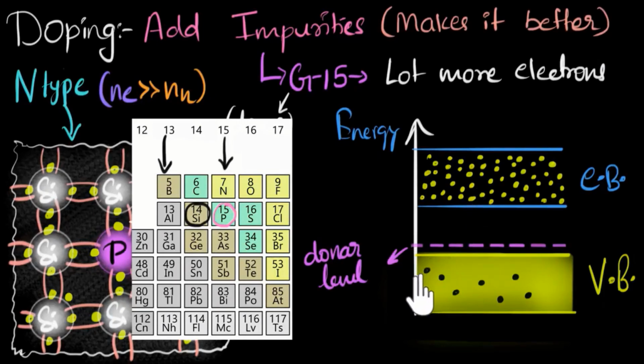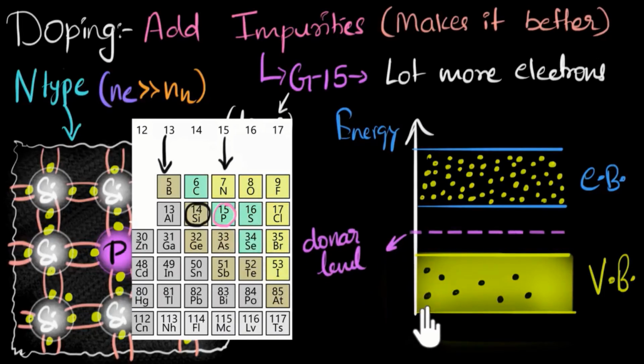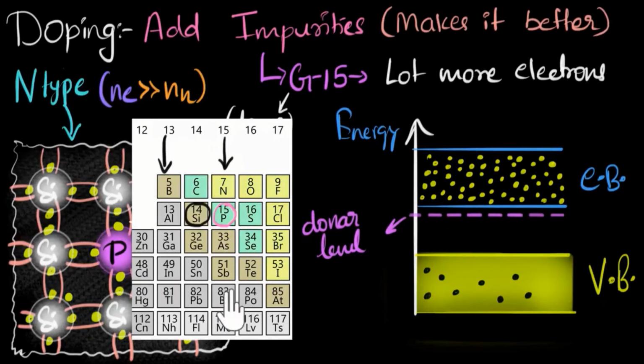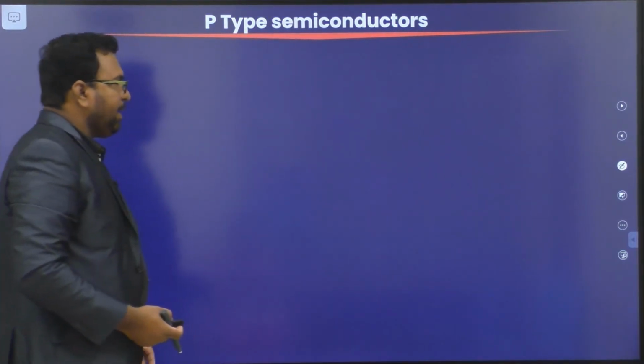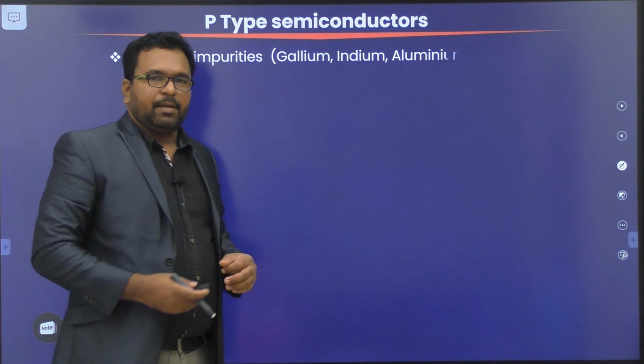And so it would be totally beside the point. The whole reason for using group 15 is that its donor level is very close to the conduction band, the bottom of the conduction band. Next, p-type. P-type is exactly opposite to n-type.